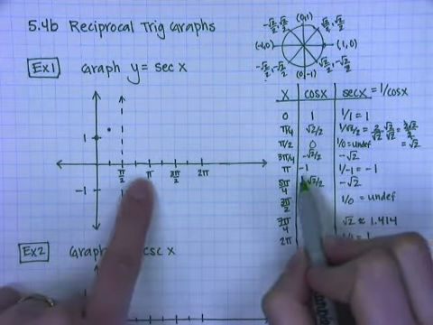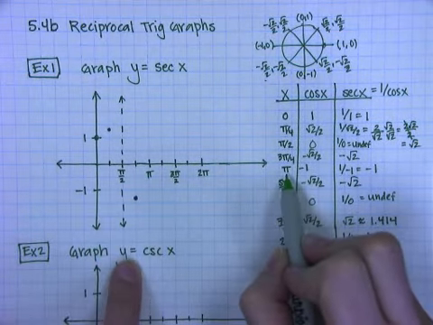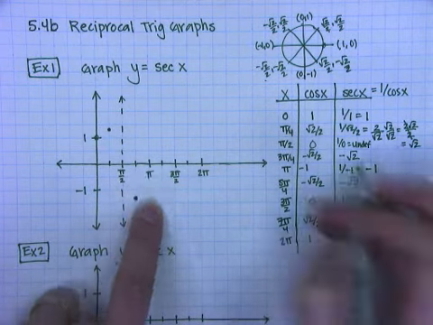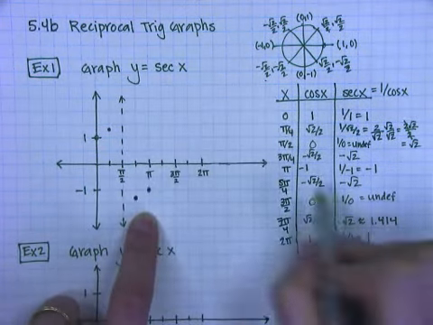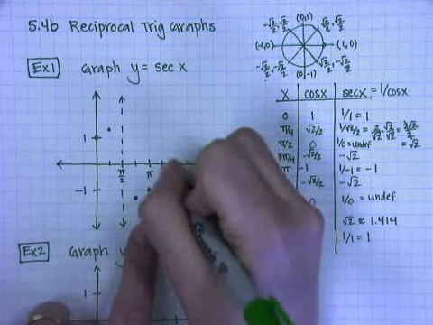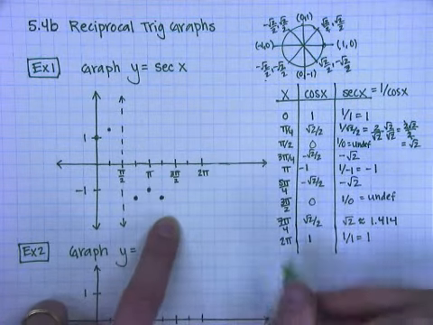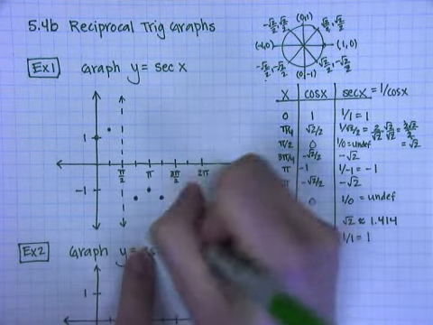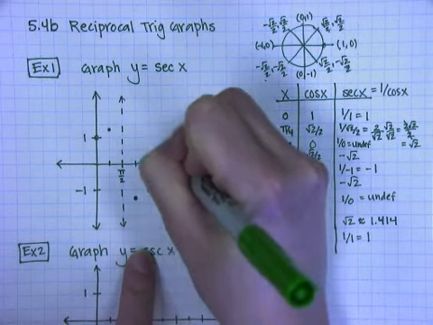At pi, let's see. Yep, at pi, we're at negative 1. At 5 pi over 4, we're at negative root 2 again. At 3 pi over 2, I have another asymptote.